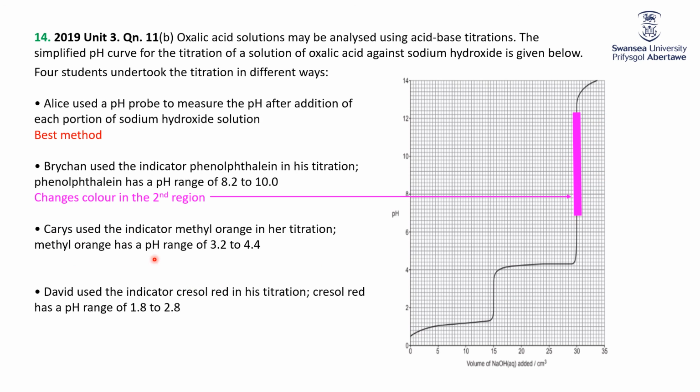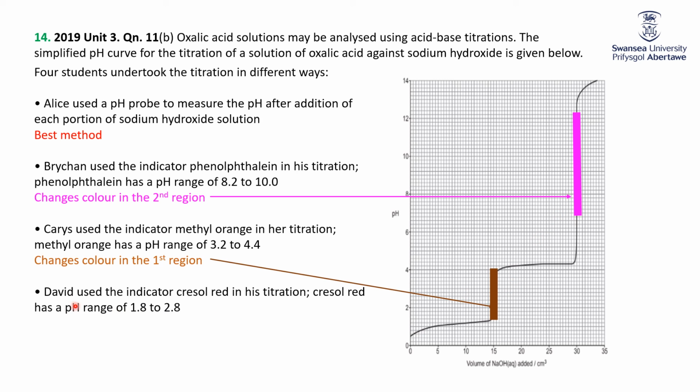Let's think about Karras, who used methyl orange, which changes 3.2 to 4.4. Well, there we are. That's the color change area of methyl orange. So that would give Karras the volume for the first equivalence point, which she could double to get the volume for the second equivalence point. But again, she's only measuring one of the two values.